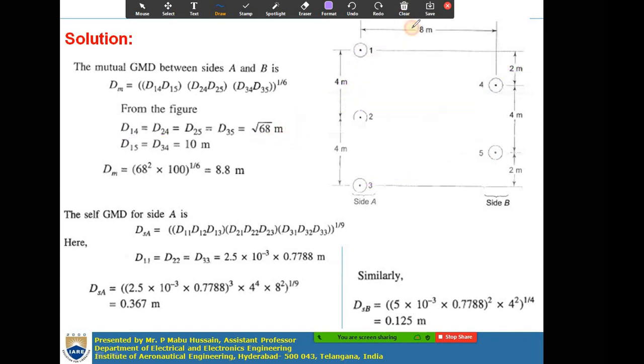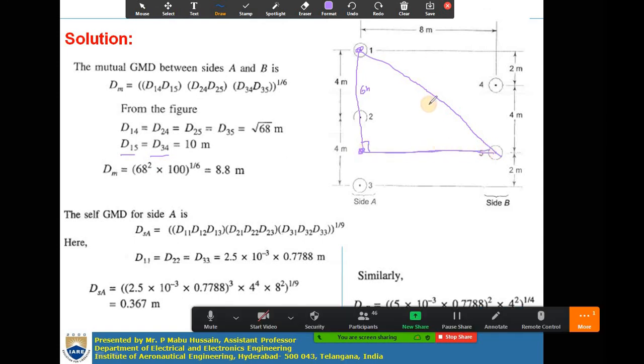Then you calculate D15 and D34. When you want to calculate this distance 15, you have to consider this right triangle from the center up to this point. Now, what is the distance of this? 4 meters plus half of this 4 meters, which is 6 meters, the total length from here to here, and then here to here it is 8 meters.